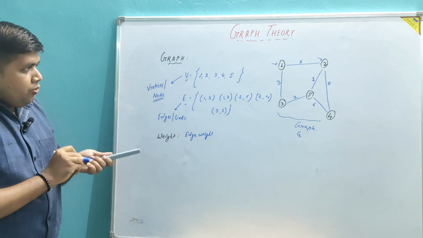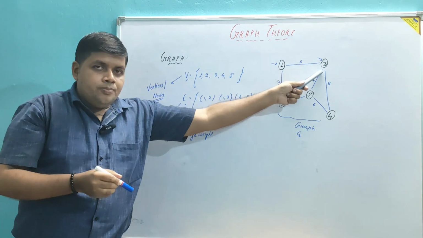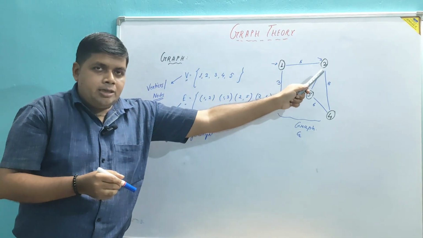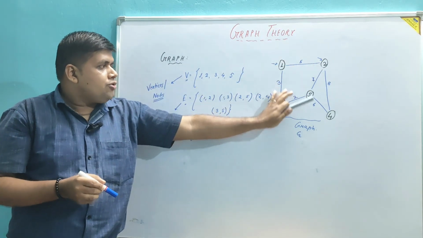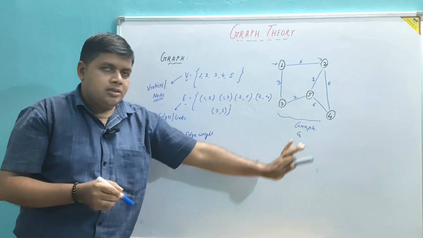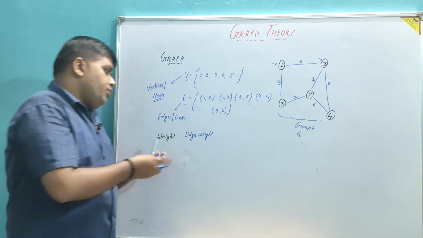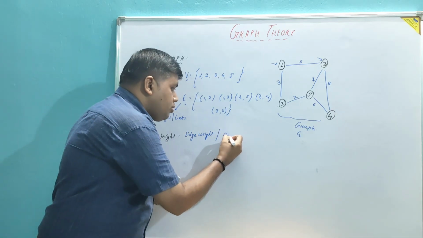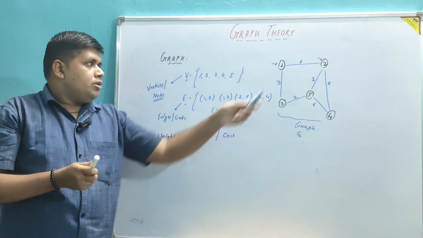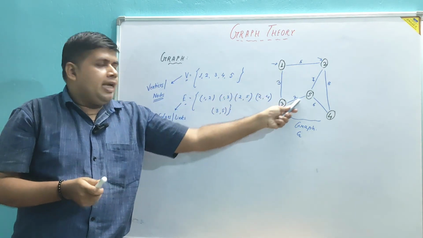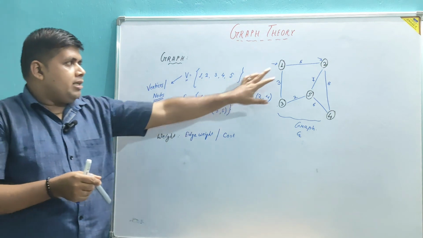So to move from 1 to 2, if it follows this direct path, it will require 5. So these 5, 3, 2, 7, 8, 6 are called the edge weight, or we can also call them the cost associated with a particular edge. The cost associated with a particular edge is called the weight of that edge.